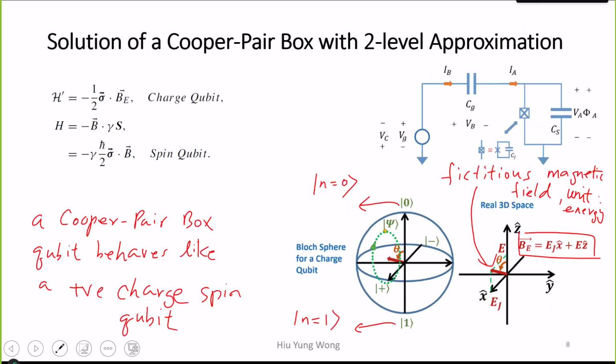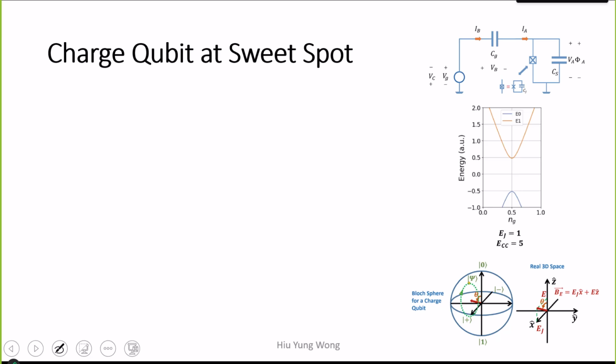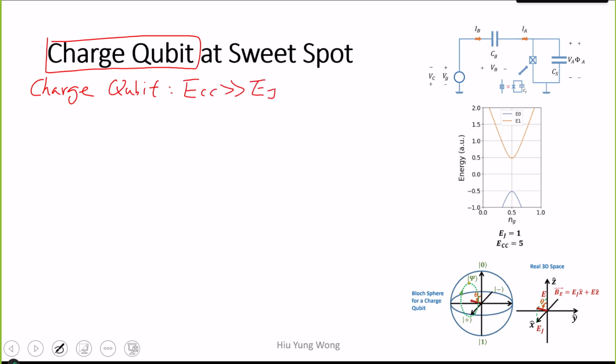The first is that I have been talking about Cooper pairs, but now I introduce something called charge qubit. What is the meaning of charge qubit? A charge qubit, the definition of a charge qubit is that the charging energy is much larger than the Josephson energy. That is the definition of charge qubit.